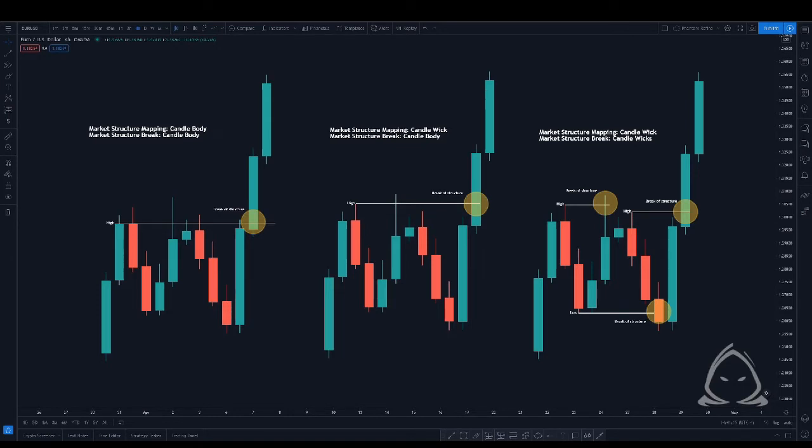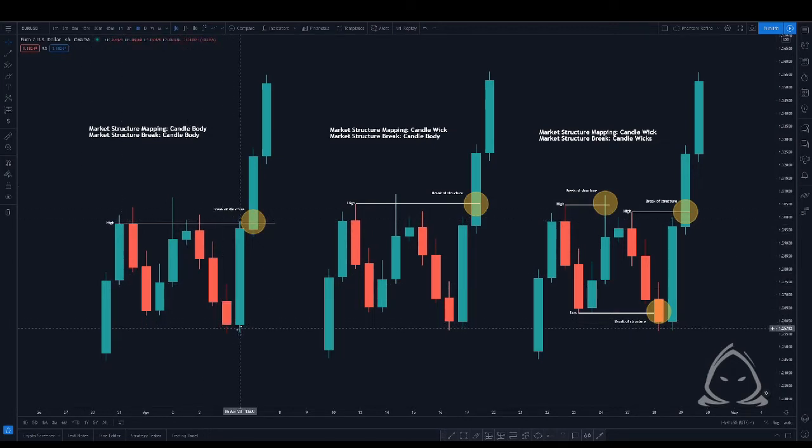The first type we're going to look at is market structure mapping using the candle bodies, and market structure break identification using the candle bodies. Now if we look at this example, we can see that price has traded up and then traded back down. We've denoted the high on the close of the bullish candle and the open of the bearish candle as they are identical. We can see that price then moves back in, spikes the highs, trades back down below, and continues downwards. It didn't actually close above this high, so we can say that this high is still the most previous high in this overall move.